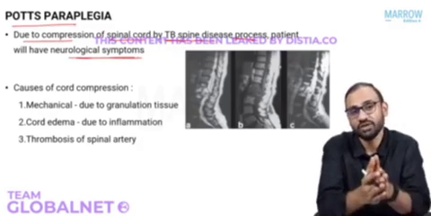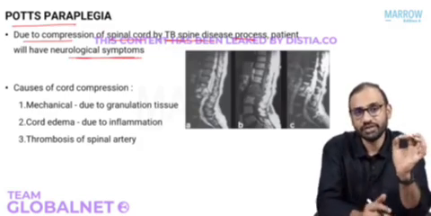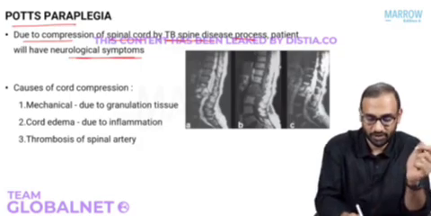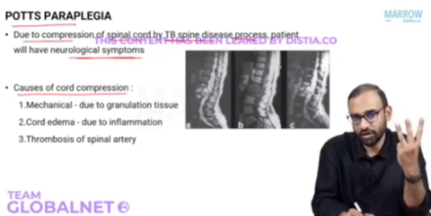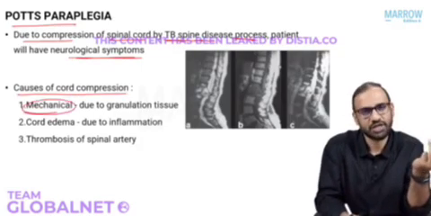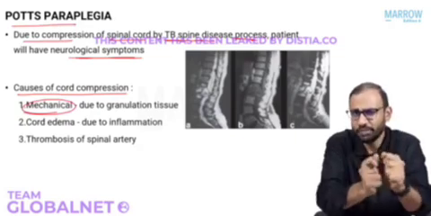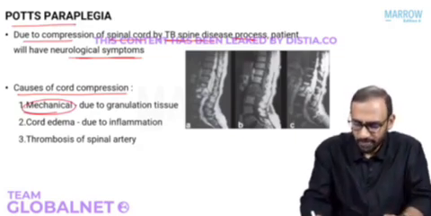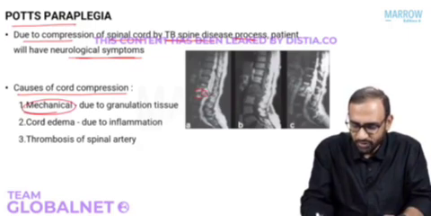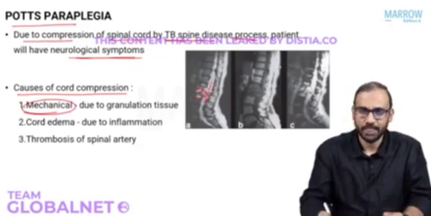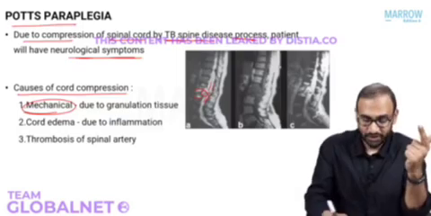Now they will ask you, why? Why will the spinal cord compression happen? So what are the causes of cord compression? There are three important causes. First, obviously, is the mechanical cause, because of the granulation tissue which will compress the spinal cord. Look at this. This is an MRI showing you paradiscal involvement with the granulation tissue impinging or compressing the spinal cord, mechanical cause.